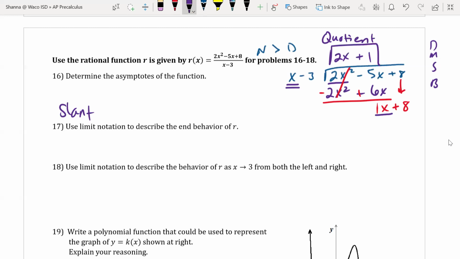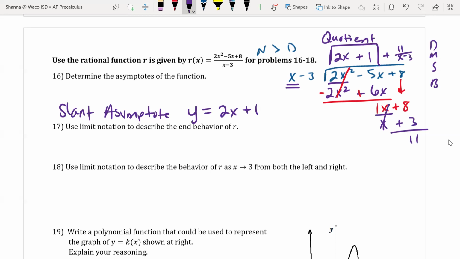Okay. So if I was to keep going here, my remainder would be 11, right? So this would be 11 out of x minus 3. That is not my slant. My quotient is my slant. This is my remainder. Glad we're going over this. So my slant asymptote is y equals 2x plus 1. Okay, did we see that? That was the main thing I wanted to go over.